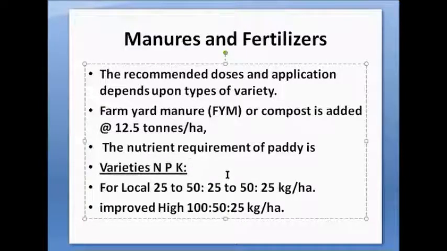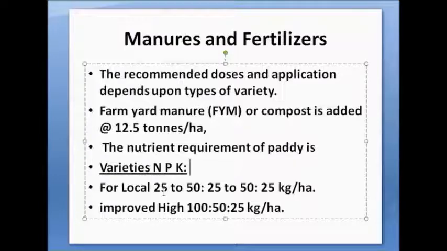They also require less irrigation, or actually no irrigation is available. And the quality of rice is also poor. Production or yield is also poor. So for local varieties, nitrogen 25 to 50, phosphorus 25 to 50, and potash 25.